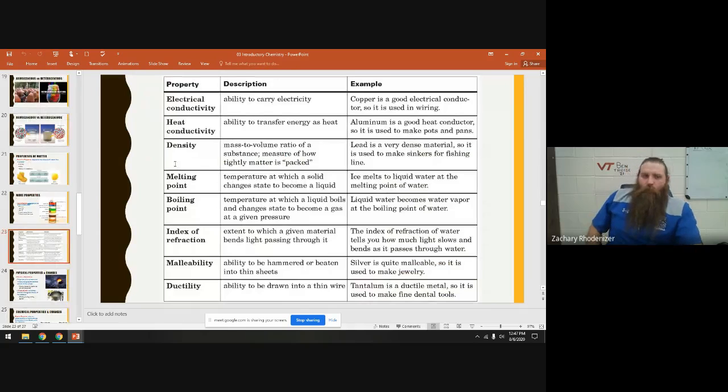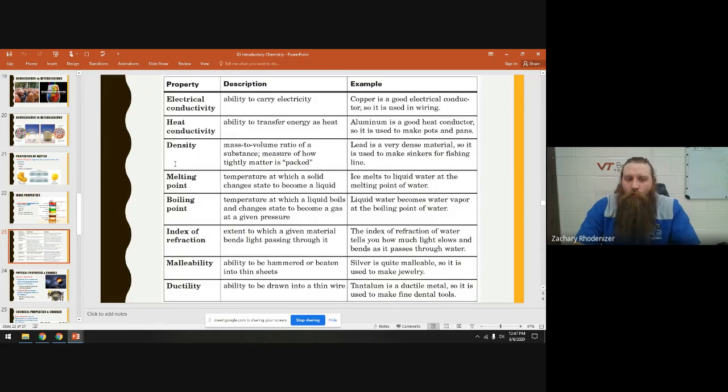Look through these properties. You don't need to know them all. You don't need to have like a memorized definition, but read this slide. Right, it came out of your book. Make sure that you've at least been exposed to them.